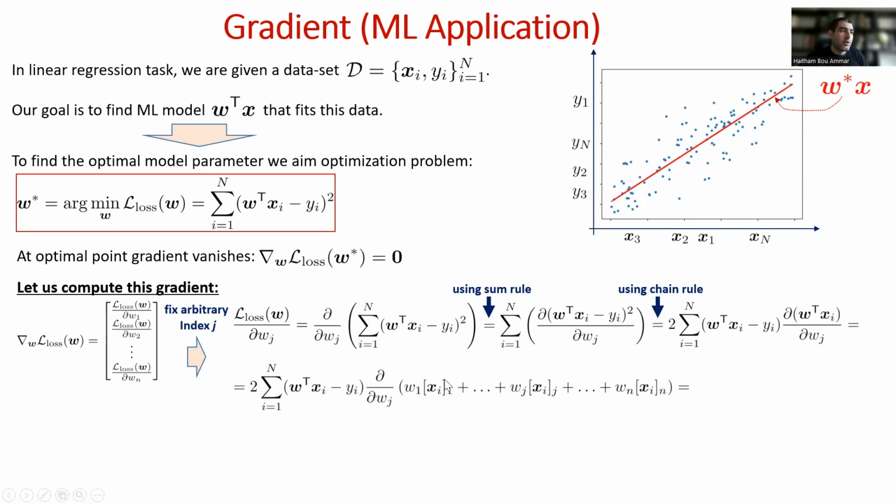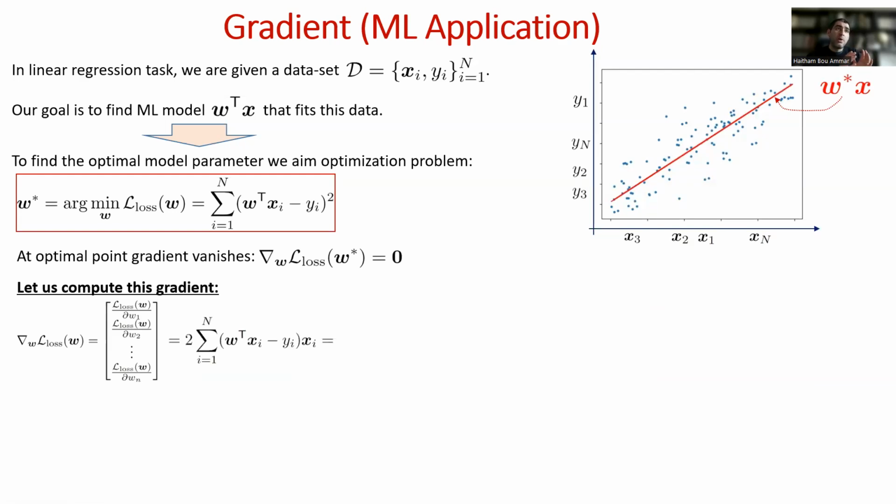And the only term in that sum, in that scalar product, that will depend on omega j will be omega j multiplied with the jth component of xi. So exactly this term here. Because all the other terms will not depend on wj, and therefore we can ignore them. And when we take the partial derivative of this term with respect to wj, we'll just get xij. So we'll have just the jth component of the ith data point, which is vector xi.